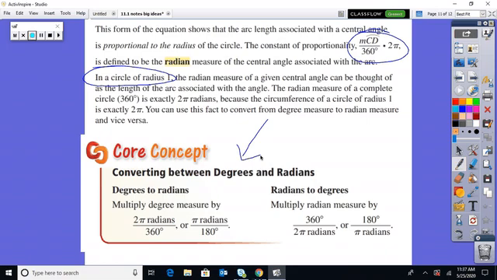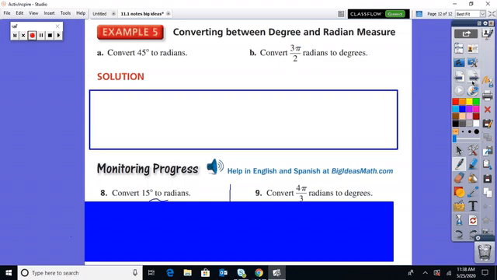I just wanted to give you a brief history of where this stuff is coming from. And all it's going to be for us is converting between degrees and radians. There's two ways. If you have degrees to radians, you're just going to take pi over 180. And if you're going radians to degrees, it's 180 over pi. Watch how cool this works. So 45 degrees, what radian measure is that?